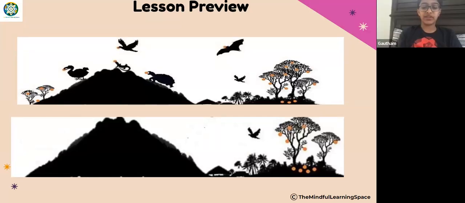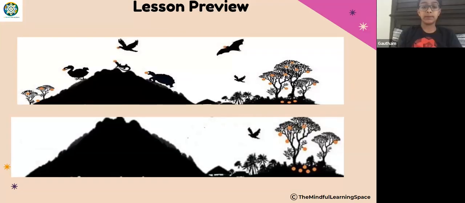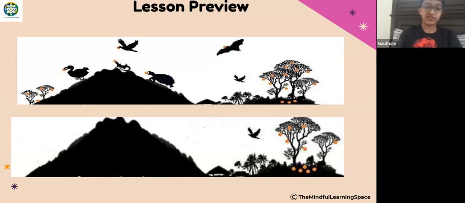Okay, so the first picture has animals, but the second picture does not have so many animals. What do you think happened to the animals? Can you recognize some of those animals? An ostrich, birds, not flamingo.